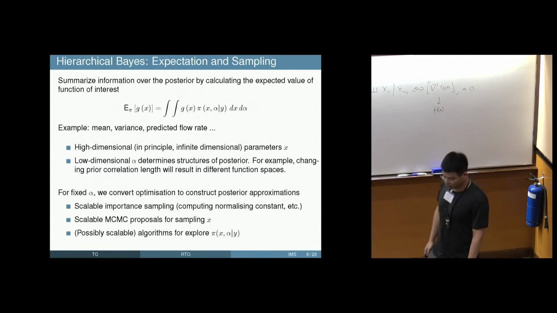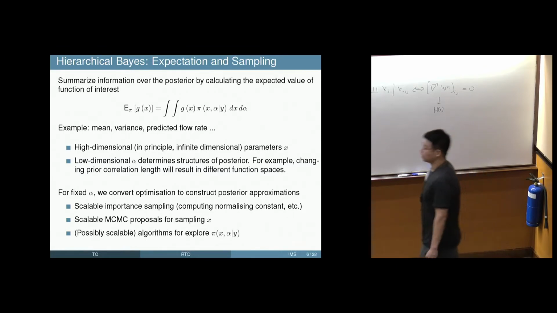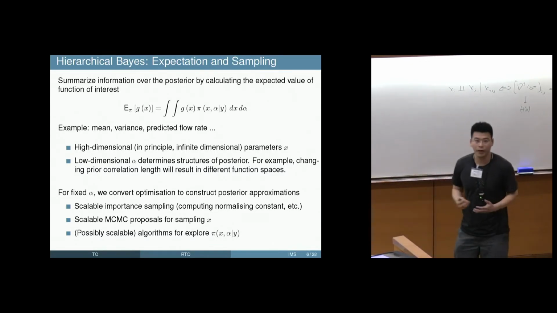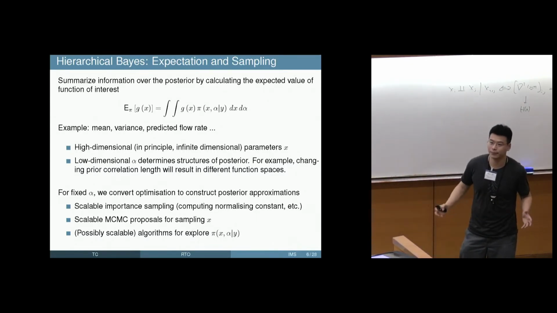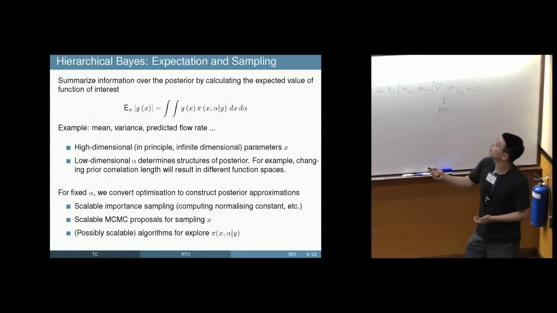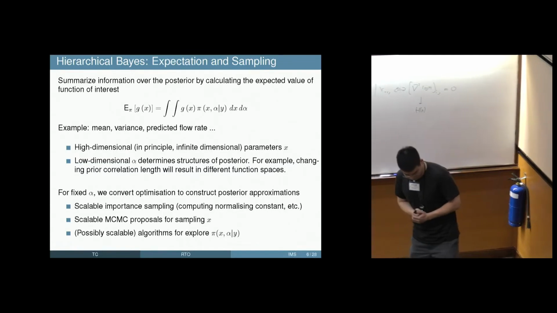Now you can see the difficulty. The primary variable x is very high dimensional because it is a discretization of some function. And we also have this hyperparameter alpha. For every different hyperparameter alpha, the structure of the posterior changes. So integrating over the high-dimensional x and alpha together gives us lots of difficulties.